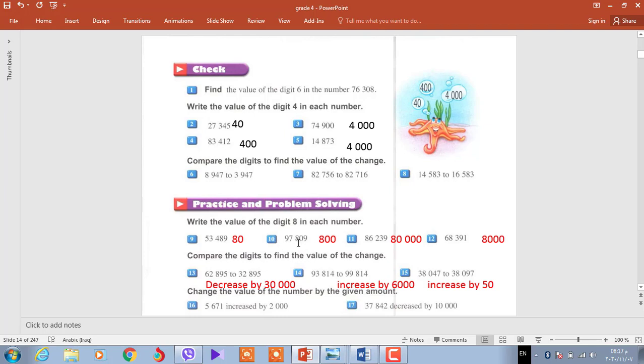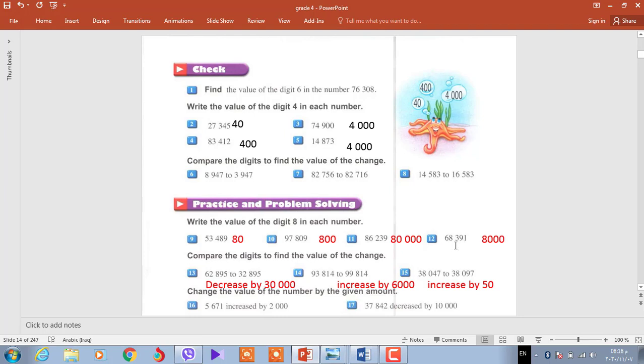In practice 10 we have ones, tens, hundreds. So we have 800, because it is in the hundreds place. In practice 11 also we have ones, tens, hundreds, thousands, 10,000. So we have 80,000, dear student, because it is in 10,000.